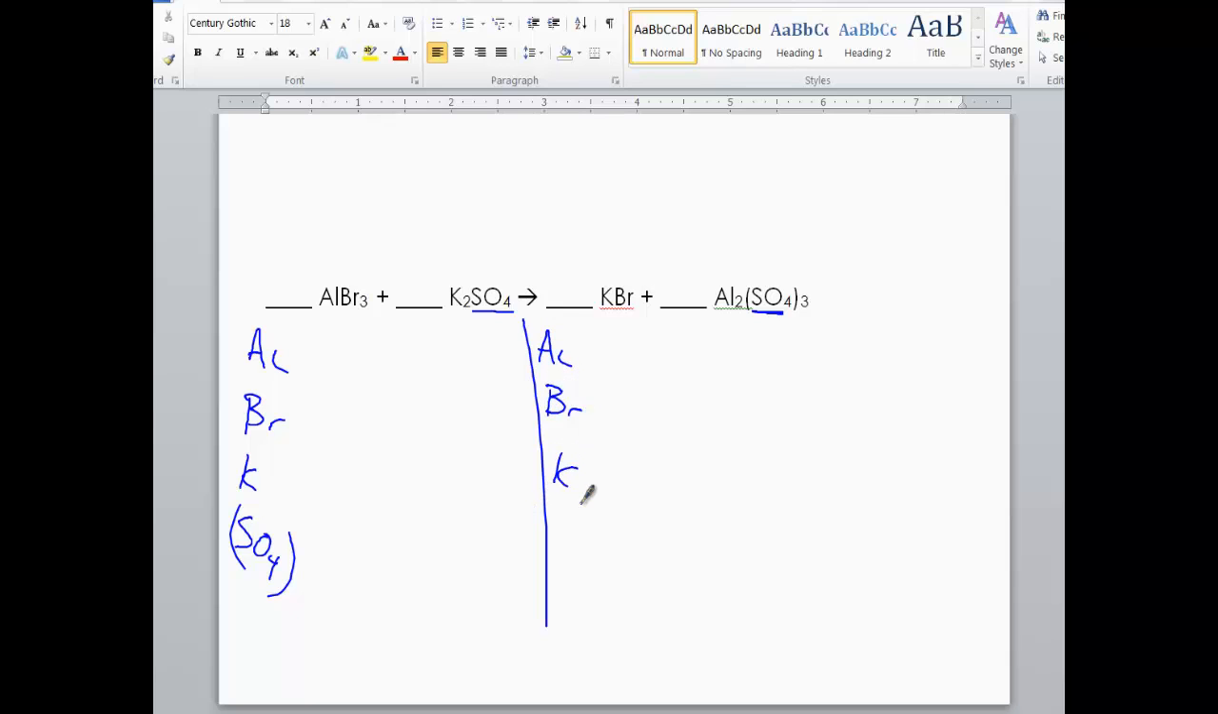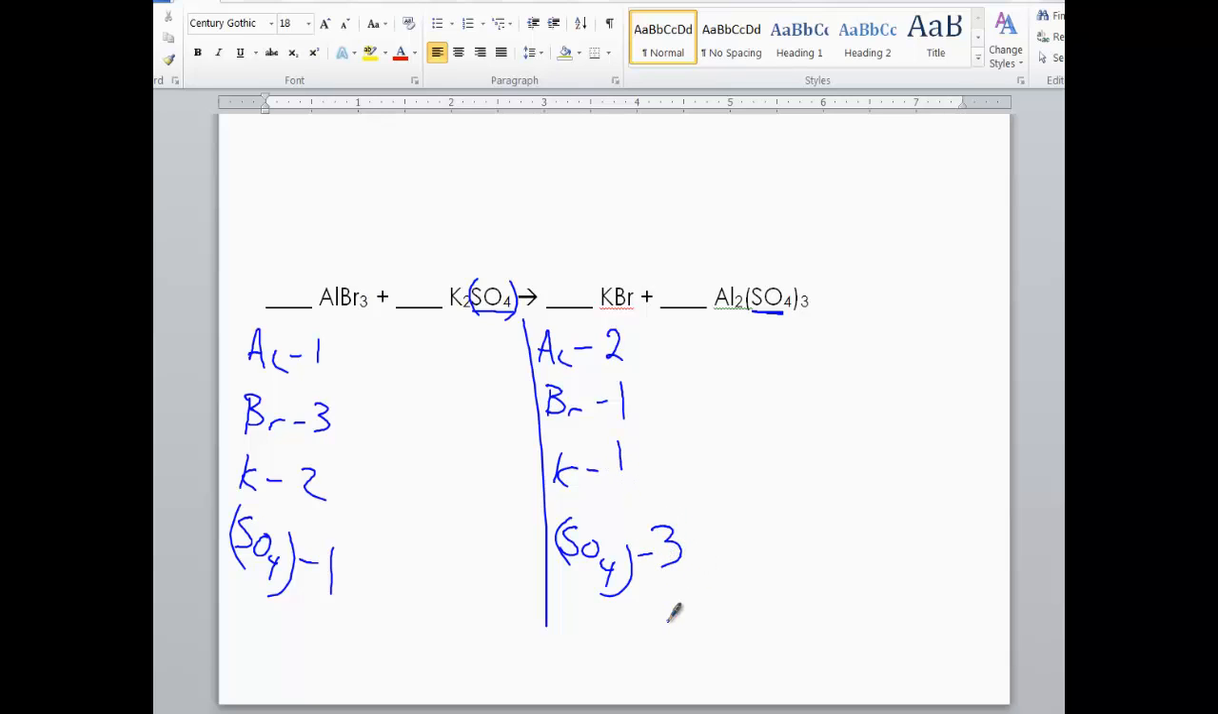Now, if you're not comfortable with that, it's okay to separate the sulfur and the oxygen and solve for those independently. So with aluminum, I've got 1 aluminum, 3 bromines, 2 potassiums, and then over here, I basically have 1 sulfate because I don't have a subscript on the outside. On the product side, I've got 2 aluminums, 1 bromine, 1 potassium, and 3 sulfates.